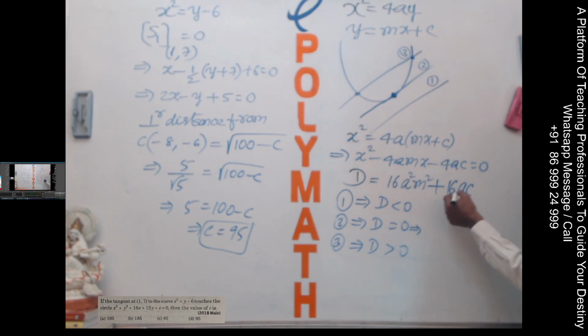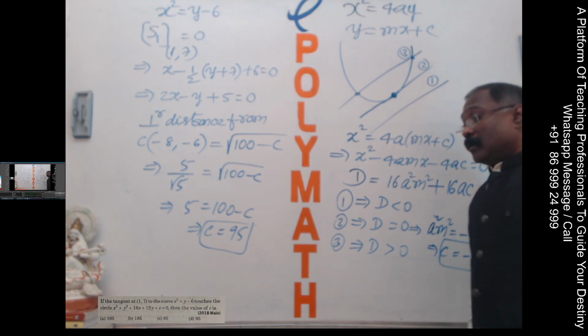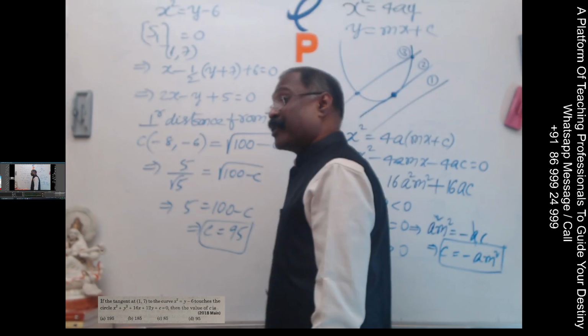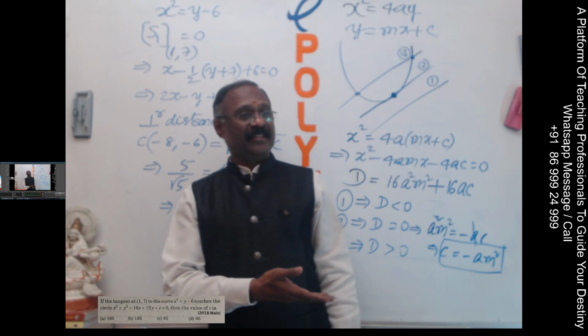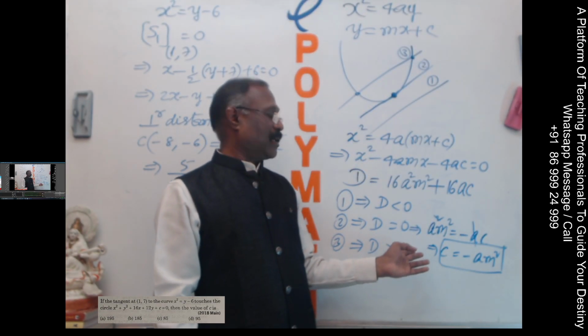So what happens? This is equal to 0. What happens then? A M square is equal to minus A C, A A getting cancelled. Implies C is equal to minus A M square. Remember that. C is equal to minus A M square. The other two cases can also be comfortably written there.